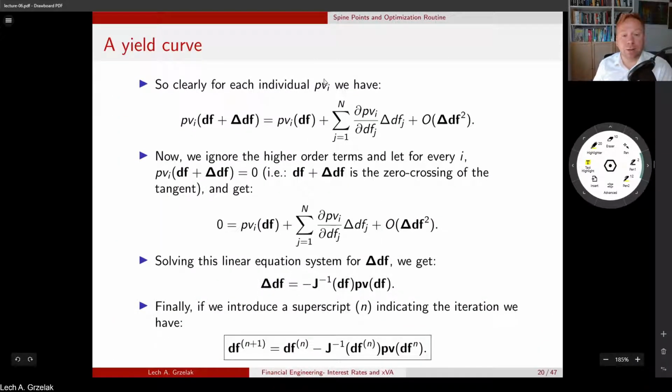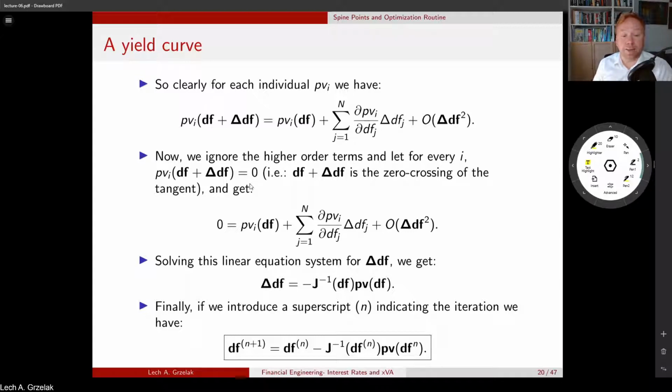So we can write it down for each individual i that we have now. For each individual PV, the next iteration is equal to the previous iteration, and then we have a summation of each individual derivative of PV_i, because this is the ith instrument, with respect to df_j, with j going from 1 to n, and then we multiply with this delta df_j, so this is for each individual j.